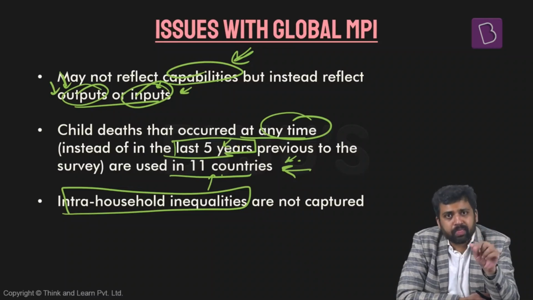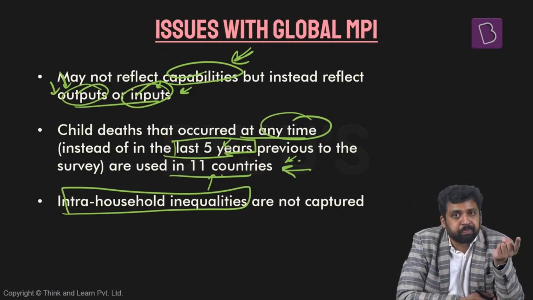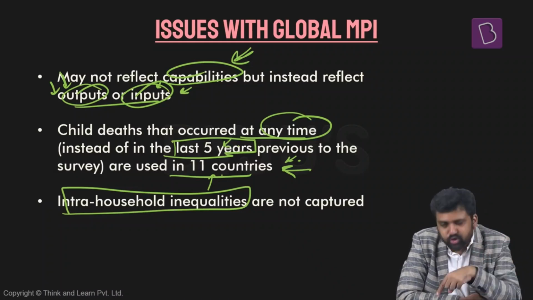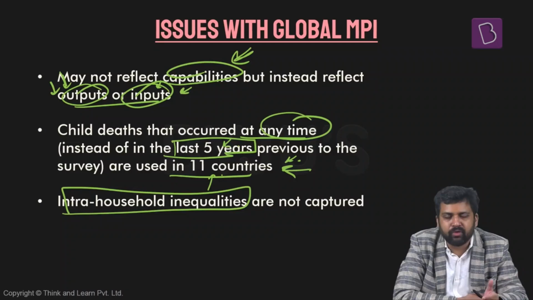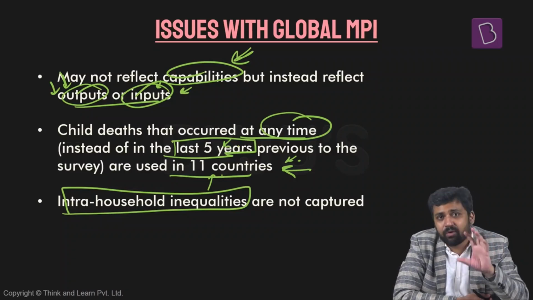So within the household also, women might not have enough resources at their disposal. It doesn't get reflected in the Multi-Dimensional Poverty Index. In fact, those who are elderly might also be poorer, and that also doesn't get reflected. So the inequalities within the household are not captured by the Multi-Dimensional Poverty Index. That doesn't mean that we'll just throw away the Multi-Dimensional Poverty Index. What I'm saying is these are some of the limitations right now.